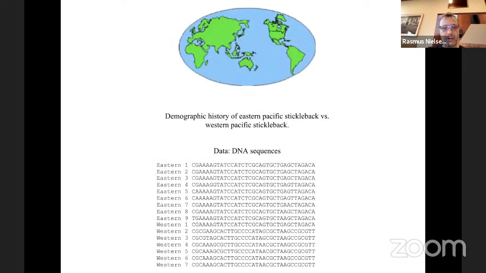So here's an example. I think the first time this was done was in some of our work from many years ago. We looked at some sticklebacks, fish that live in the Pacific Ocean here, and you find them both in the Eastern Pacific and the Western Pacific. It's a little odd because they only live in coastal waters. They don't go in the open ocean, but they seem to be related to each other. And so researchers were interested in whether they are coming from east to west or west to east, and how much they are migrating back and forth.